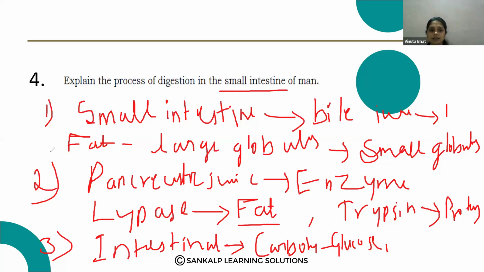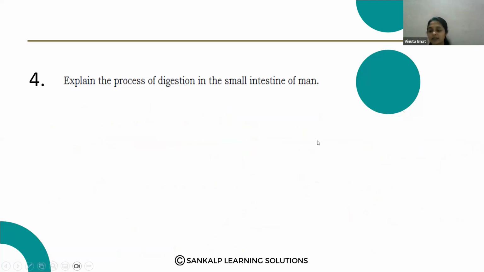So in these three steps you have to mention properly what the enzymes involved are and what happens in that step. Okay, if you write all these steps, then it will be very good and you will get good marks. Okay, next question.